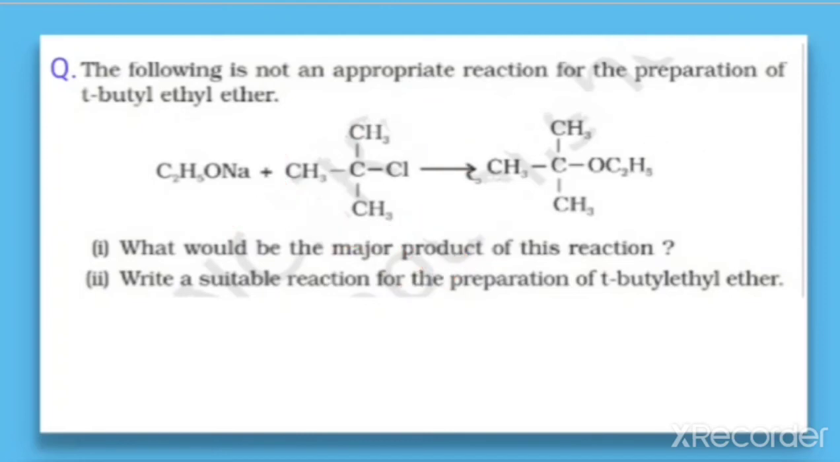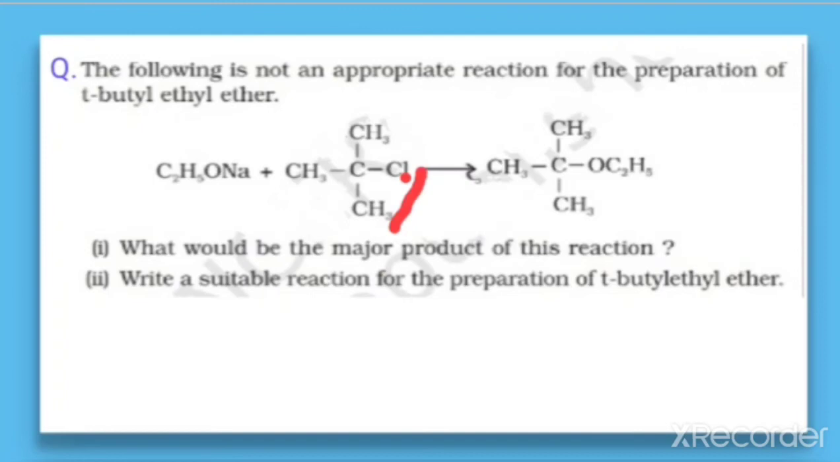The first question asked is, what would be the major product of this reaction? That is an alkene. Elimination takes place. Look at here how the elimination takes place. One Cl from here and one of the beta hydrogens, so you can remove this hydrogen. So HCl gets removed, and an alkene is formed.